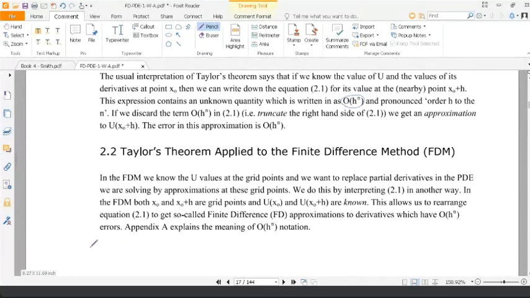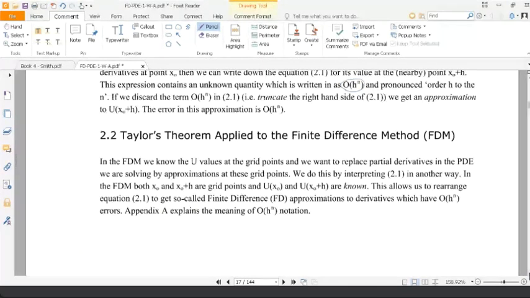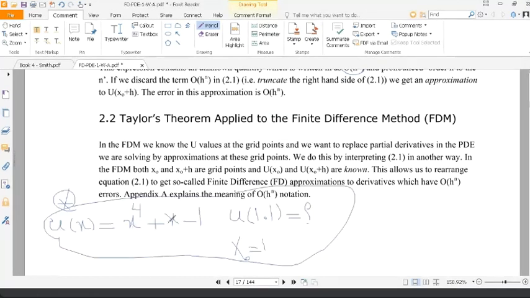I have an exercise. Please solve this example: plus x minus 1, and please compute u of 1.1 by using Taylor theorem, and you put the x0 equal to 1. Please write this exercise.